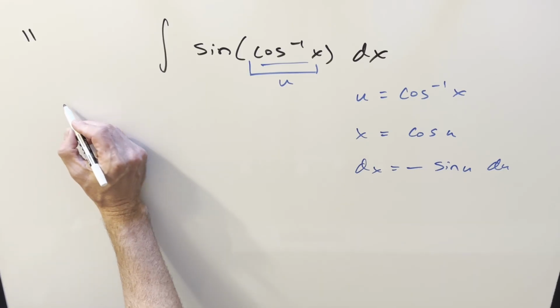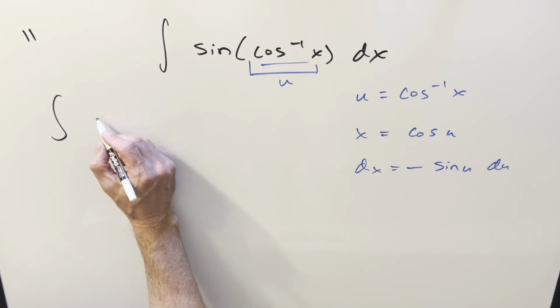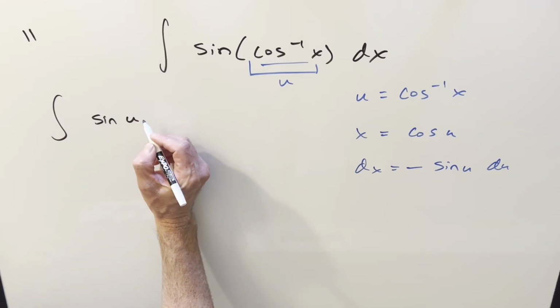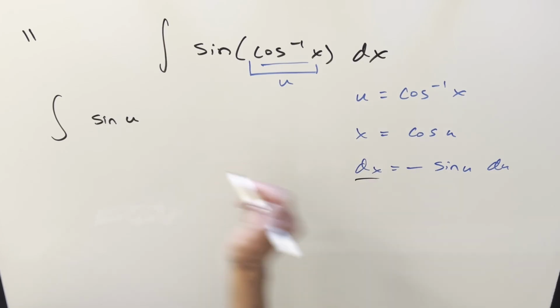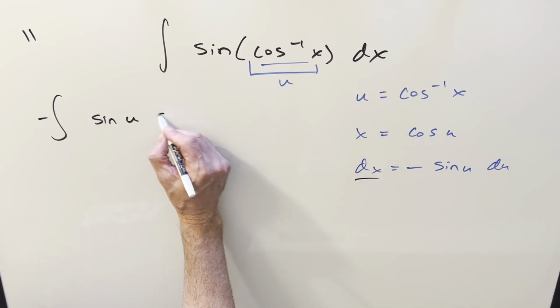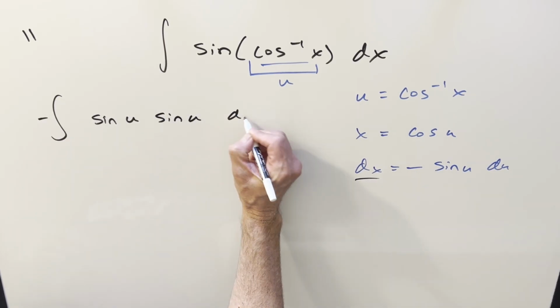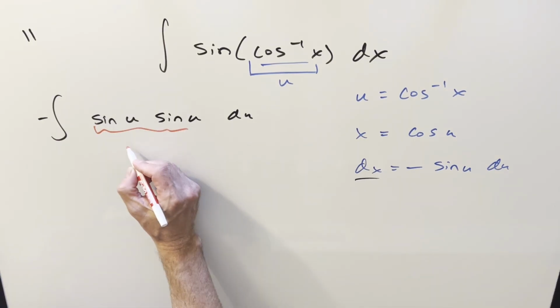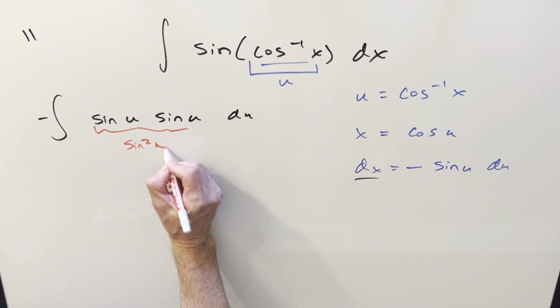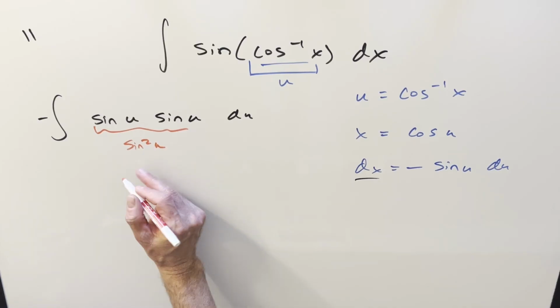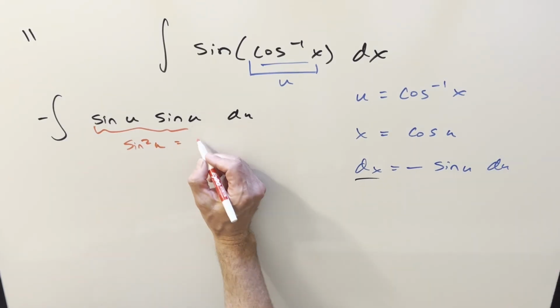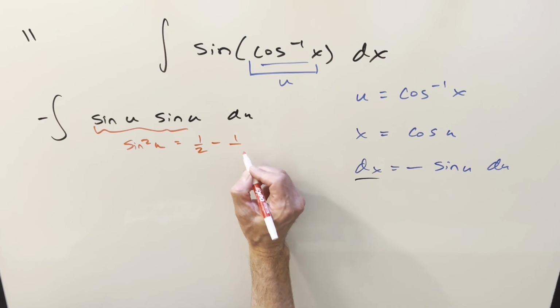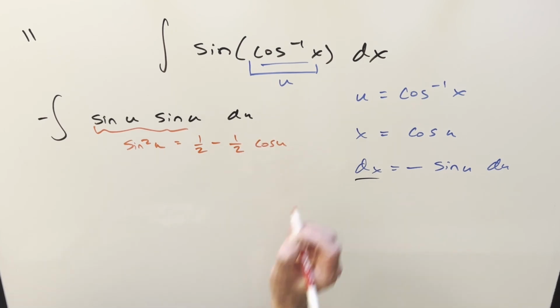So then when we substitute, this is going to clean it up quite a bit because now this is just sine u. And then our dx is this stuff. We'll take the minus sign up front as a constant. And then we get another sine u du. This, of course, is just going to be sine squared of u. Then we'll use the formula on this to reduce it. We can write this as 1/2 minus 1/2 cosine of u.